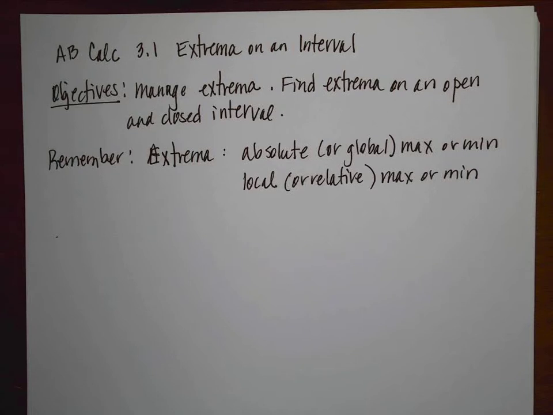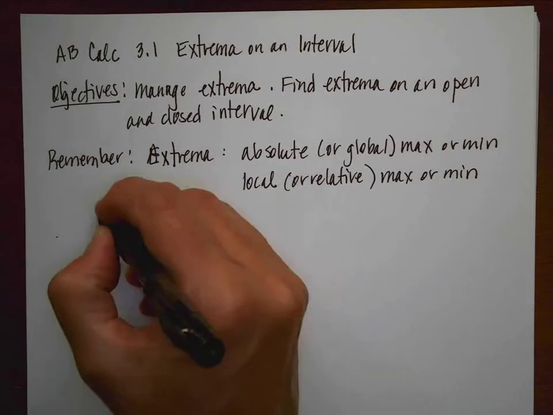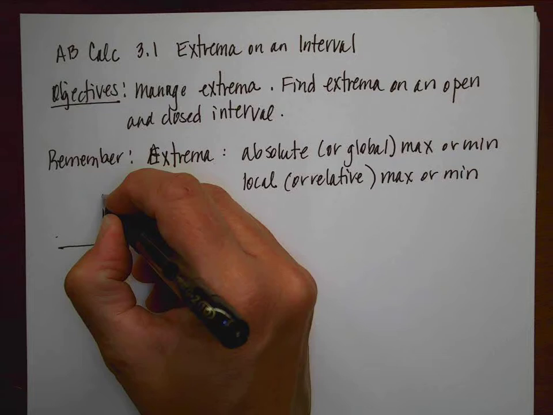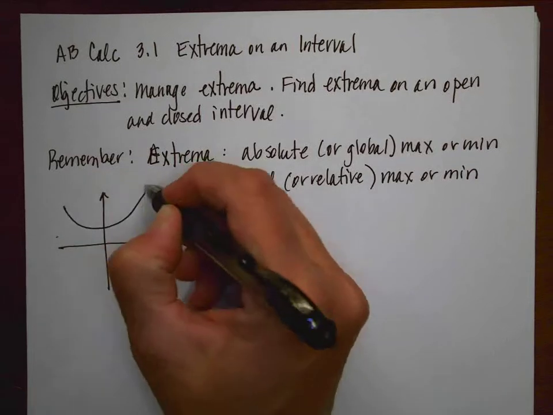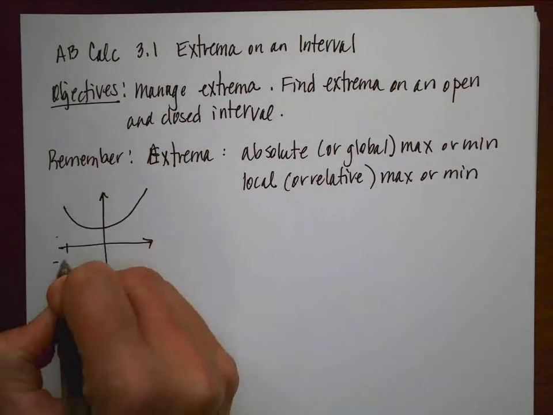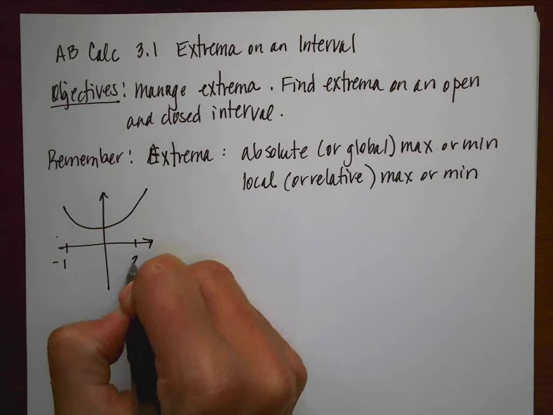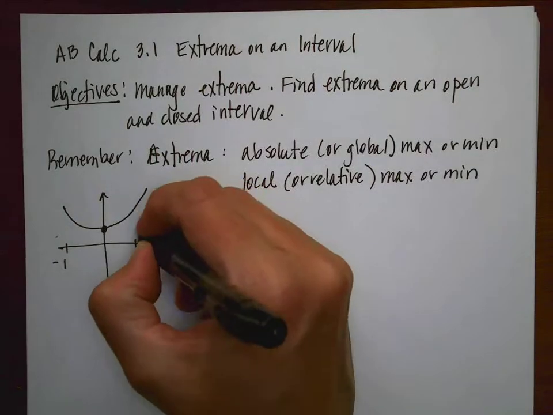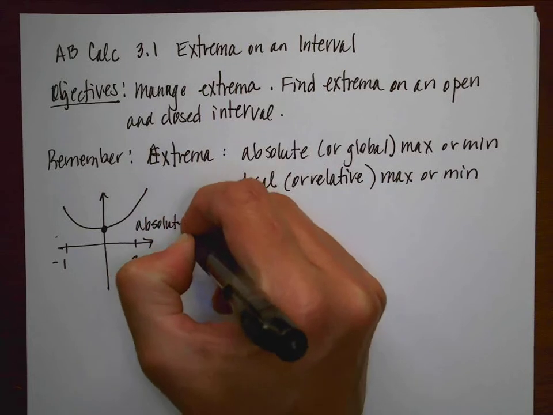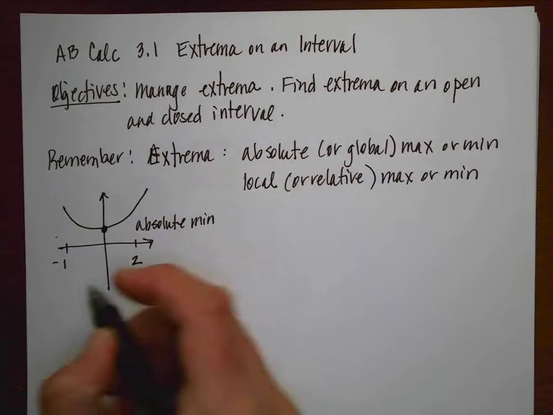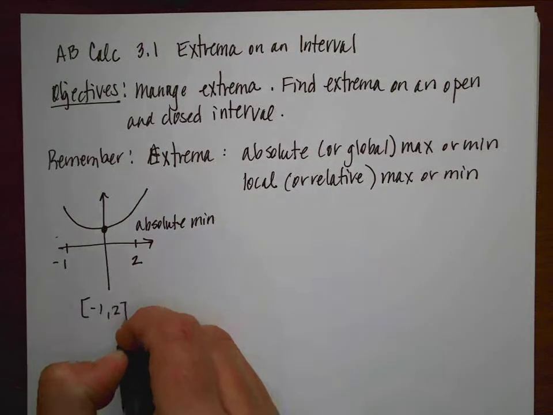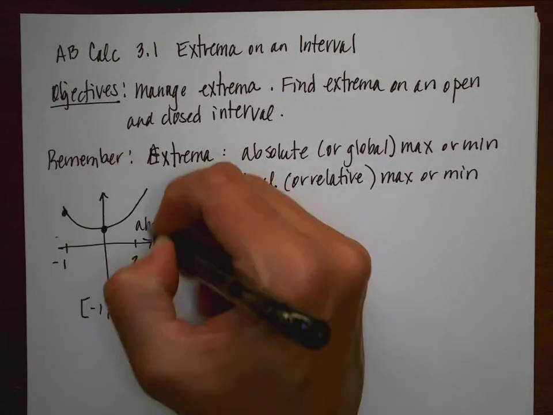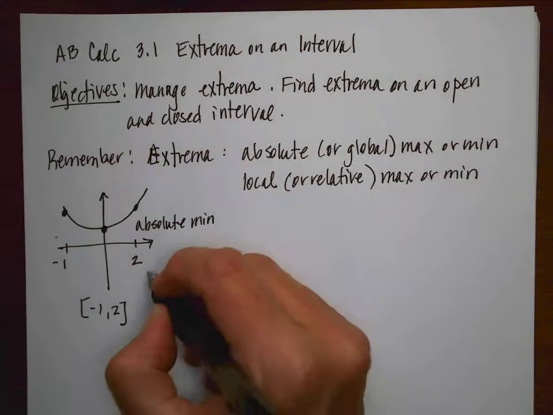So from previous math courses, we want to talk about extrema. Remember that it can be an absolute, sometimes the words are global, max or min, and it could be a local or relative max or min. So for example, let's say I have a function and it looks like this. If I went from a -1 to 2, this point would be an absolute minimum.